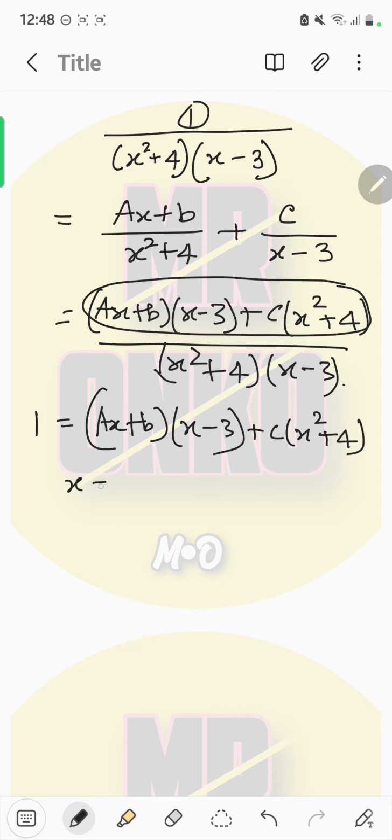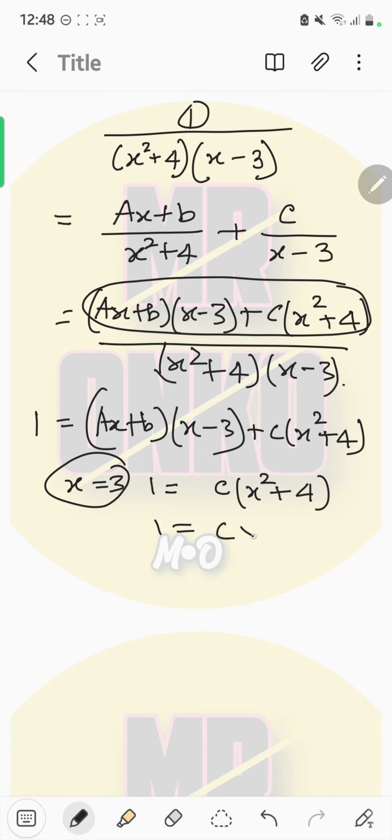Now if we put x equals 3 here, we will get 1 equals c into (x squared plus 4). If x equals 3, that is 1 equals c into (9 plus 4), that is 13. So we got c equals 1 by 13.